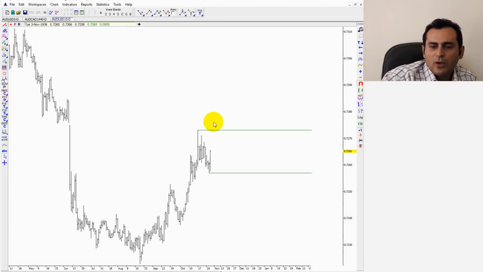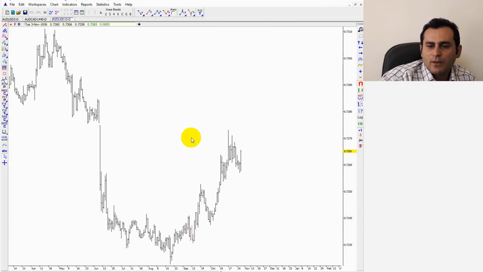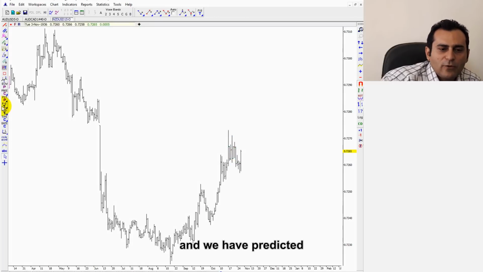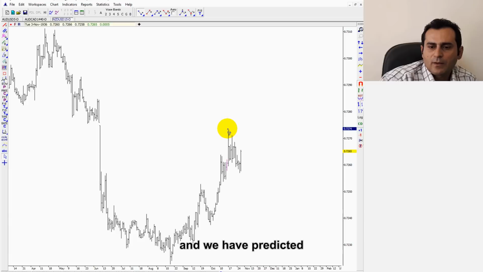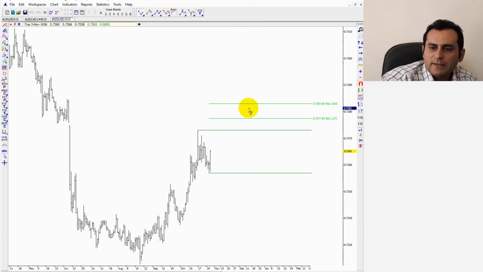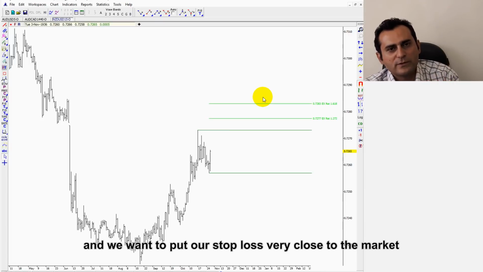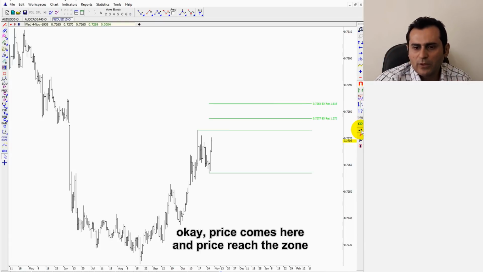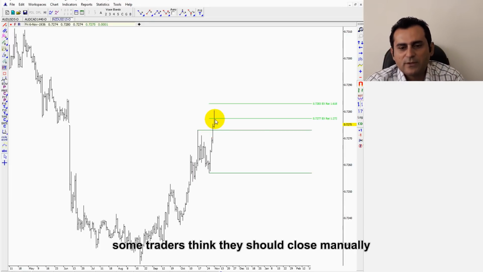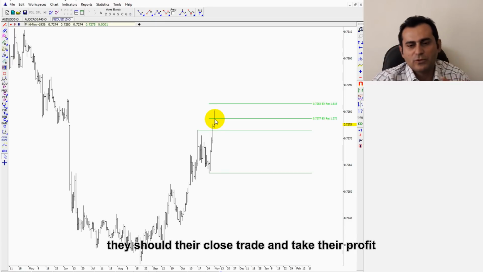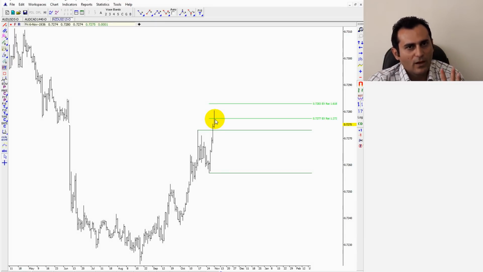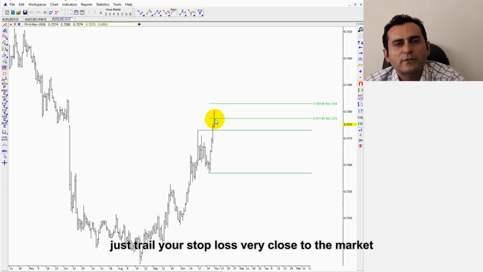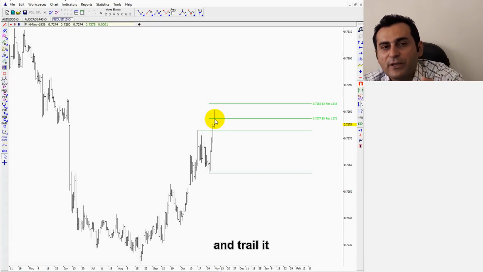For example, here, this is a correction, and we have predicted this is the end of the trend, this zone, and we want to put our stop loss very close to the market. Okay, price comes here and price reached the zone. Some traders think they should close manually. They should close their trade and take their profit. I recommend you not to do that. Just trail your stop very close to the market.